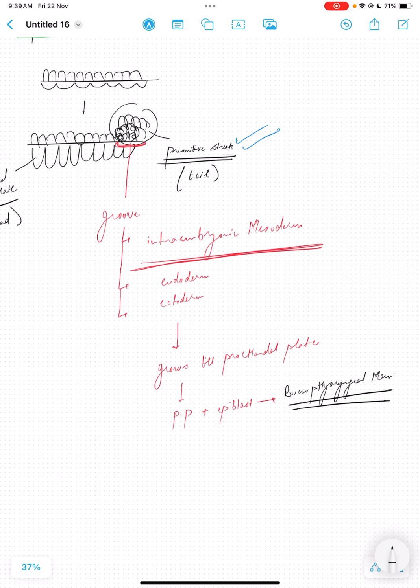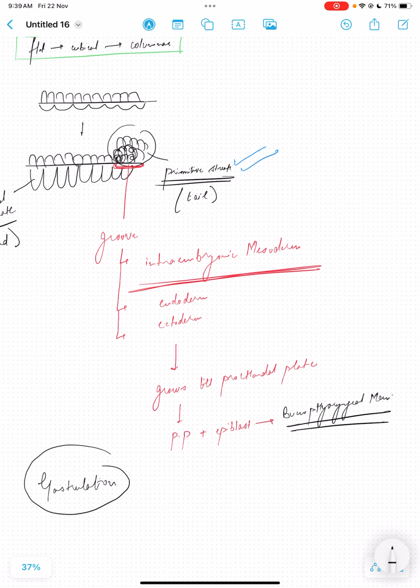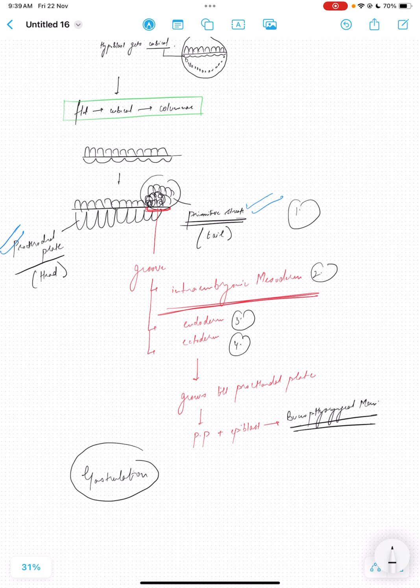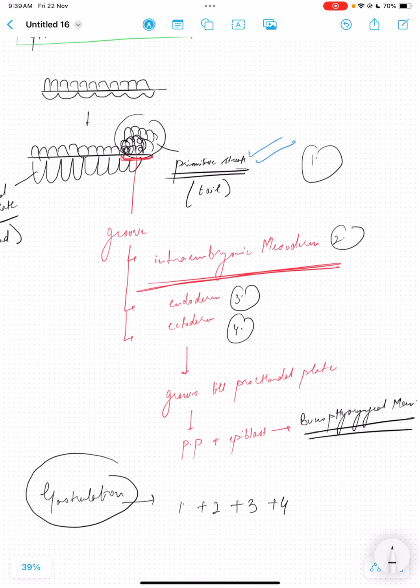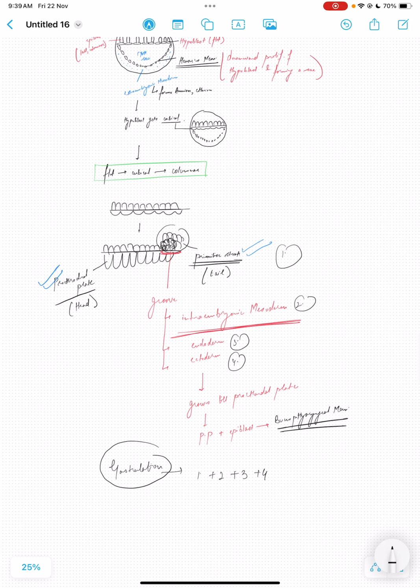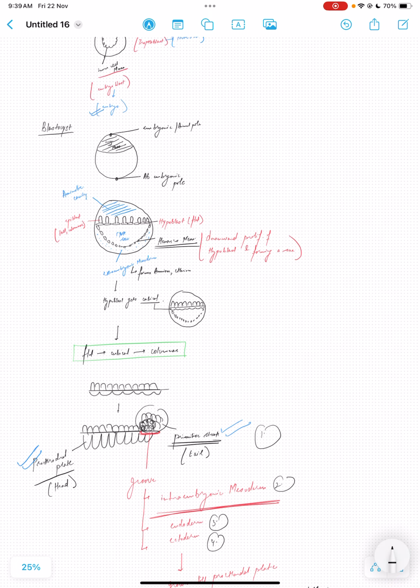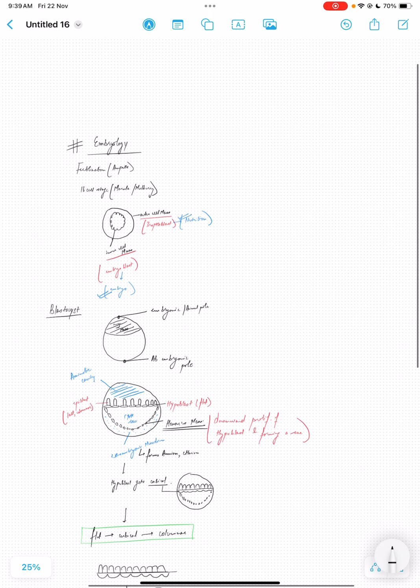So what is called gastrulation? Gastrulation basically is the formation of the primitive streak, intraembryonic mesoderm, ectoderm, and endoderm. These four, 1, 2, 3 and 4, constitute our stages of gastrulation. So this was something that you need to understand before starting your embryology from any other book. I have made it very simple. I will make you understand once again what I have taught.